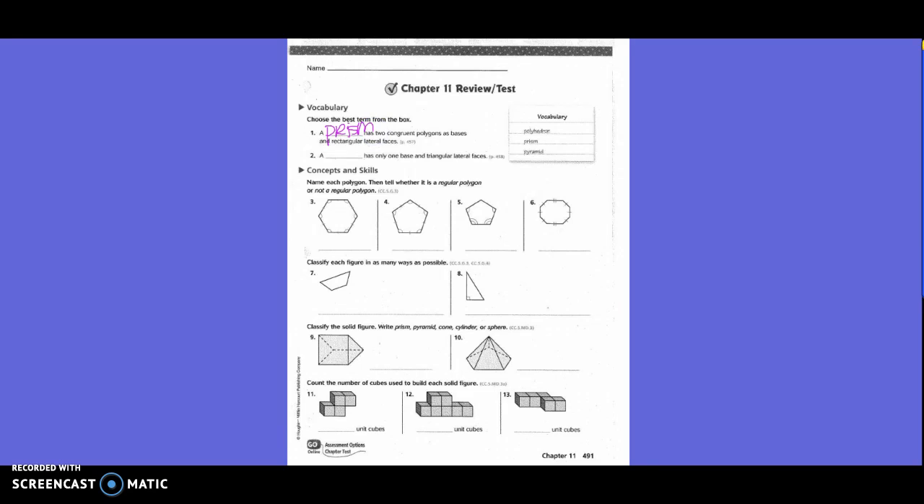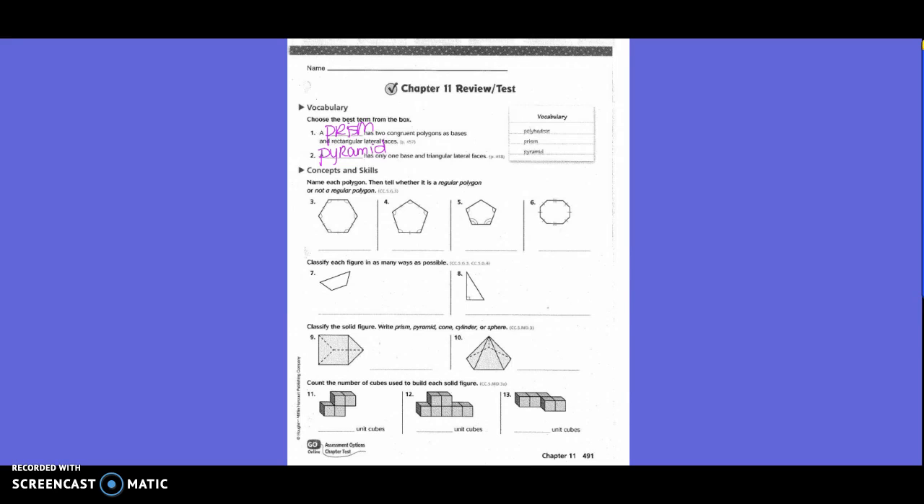A blank has only one base and triangular lateral faces. Pyramid. Concepts and skills. Name each polygon. Tell whether it is a regular polygon or not a regular polygon.